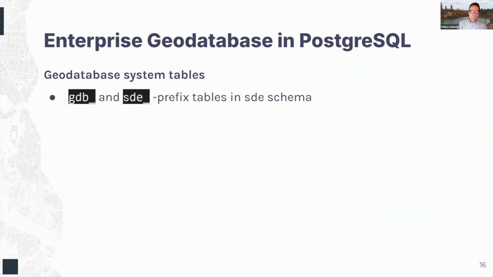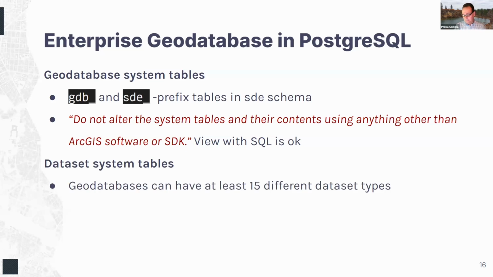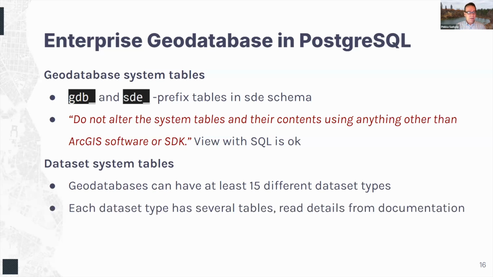Geodatabase system tables are the GDB or SDE prefix tables in the SDE schema. But as they mention, don't touch those unless you use ArcGIS software or SDK. Viewing with SQL is okay. Dataset system tables: a geodatabase can have at least 15 different kinds of dataset types, and each dataset type has several tables. They have documented that quite well in the documentation, but do not alter these tables using SQL. So the challenge is that you shouldn't touch those tables. But sometimes if you make an export or want to use the data from some other tools, maybe you can view those or create a copy or something like that, but don't alter them without the Esri software.